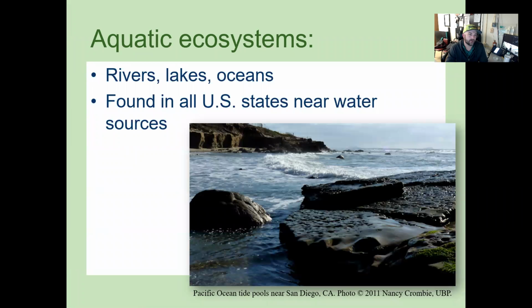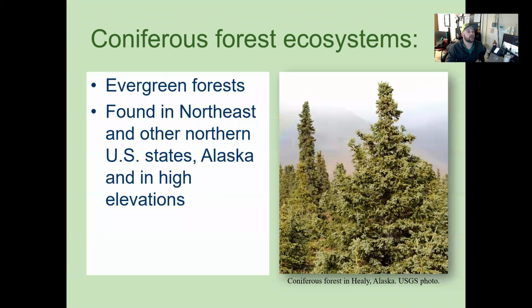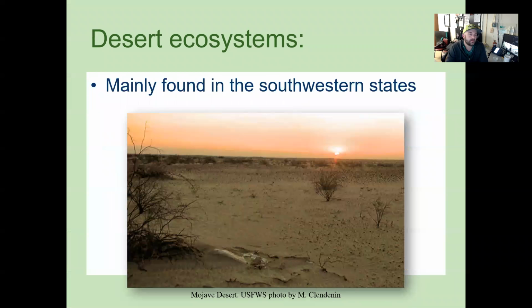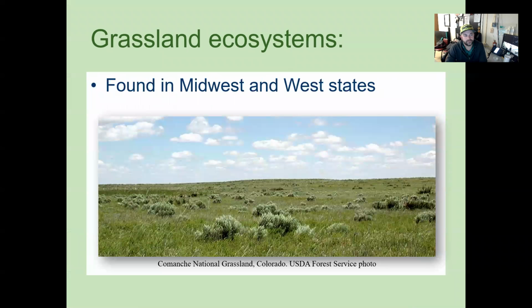We have aquatic ecosystems. These are rivers, lakes, and oceans found in all U.S. states near water resources. Coniferous forest ecosystems are evergreen forests found in the Northeast and other northern U.S. states, Alaska, and in high elevations. So we actually have some here in Pennsylvania. Desert ecosystems are mainly found in the southwestern states like Arizona.